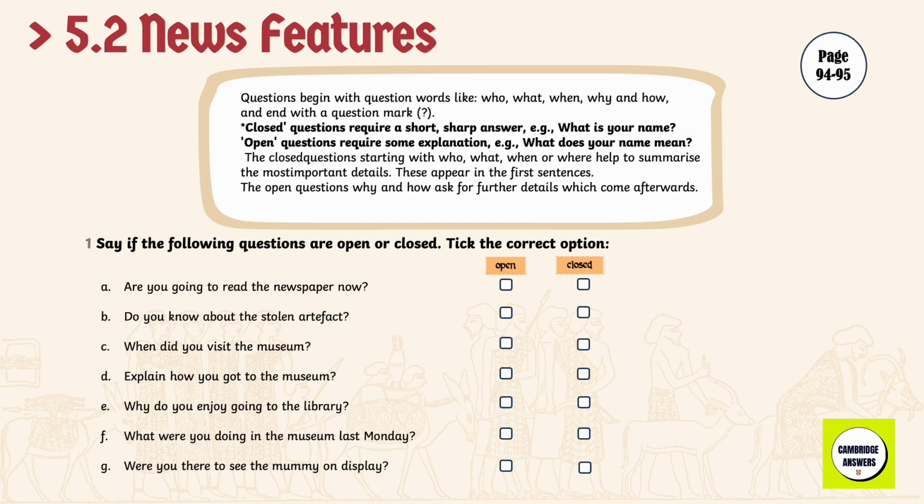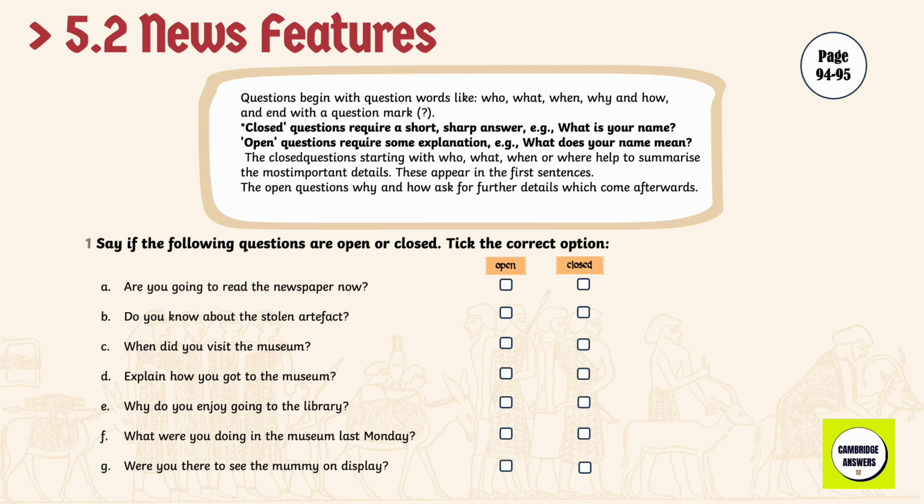The closed questions starting with who, what, when, or where help to summarize the most important details. These appear in the first sentence. The open questions why and how ask for further details, which come afterwards.